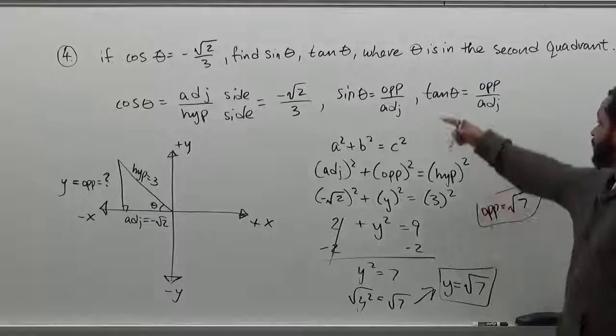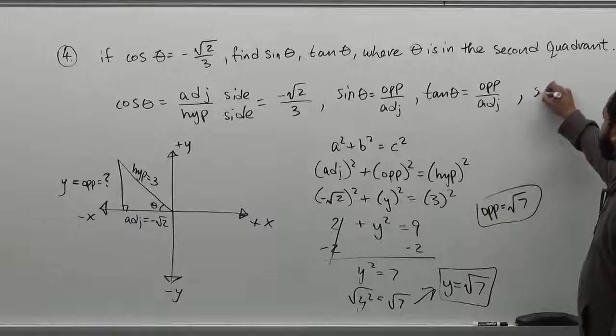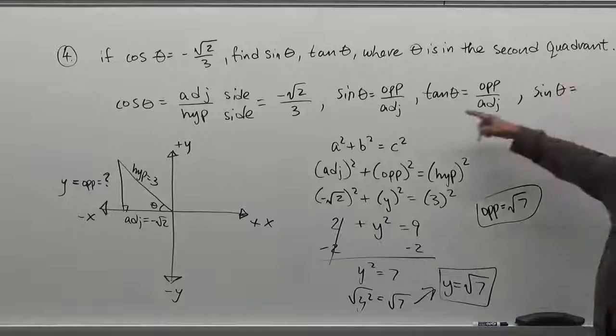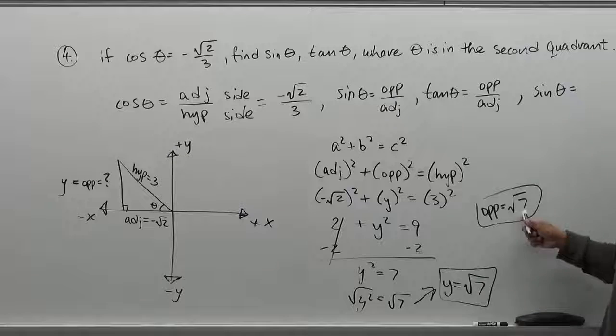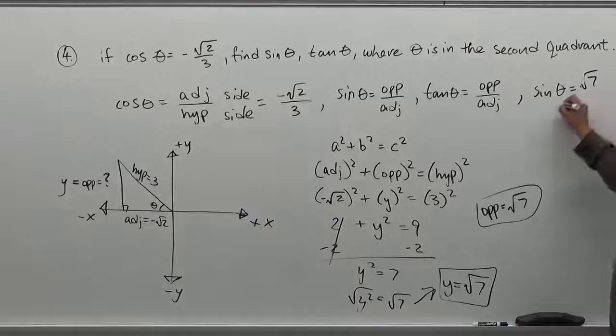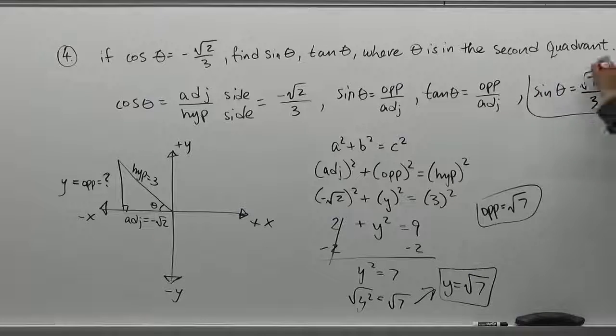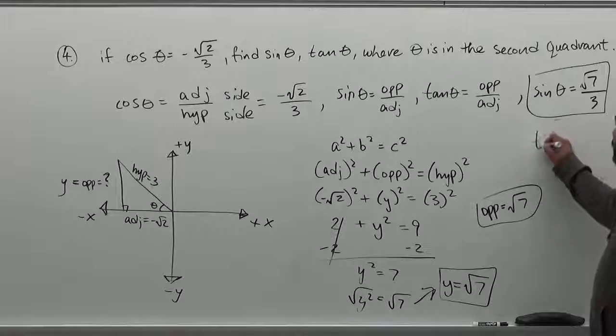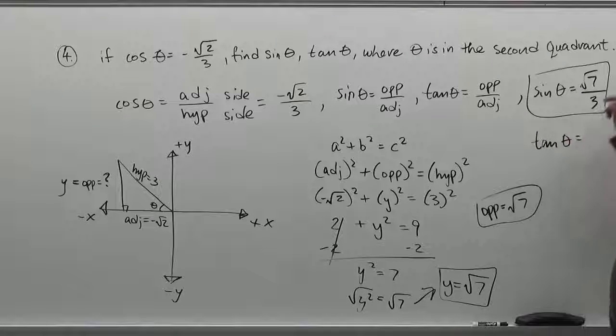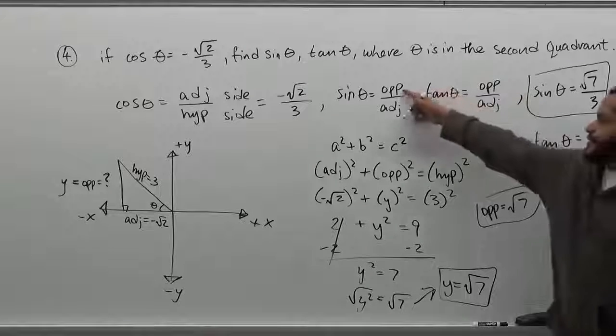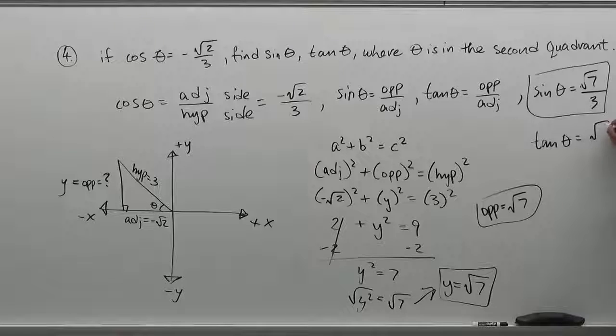So now let's fill in what we know. We know that the sine of the angle is equivalent to the opposite over the hypotenuse. The opposite is radical 7, and the hypotenuse is just 3. So here's the sine of the angle in the second quadrant, which is radical 7 over 3. To solve the tangent of the angle, we take the opposite and place it over the adjacent. Again, the opposite is the same as sine's opposite, which is radical 7, and the adjacent side, again, is negative square root of 2.